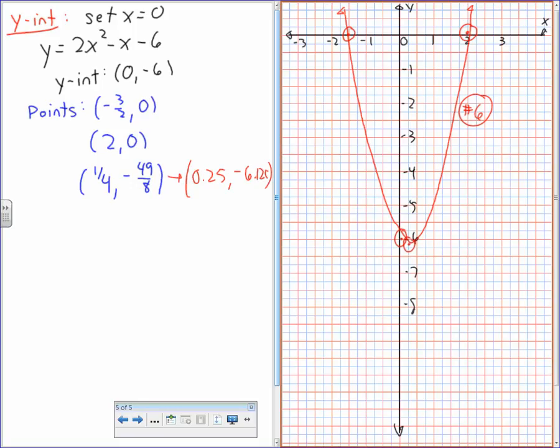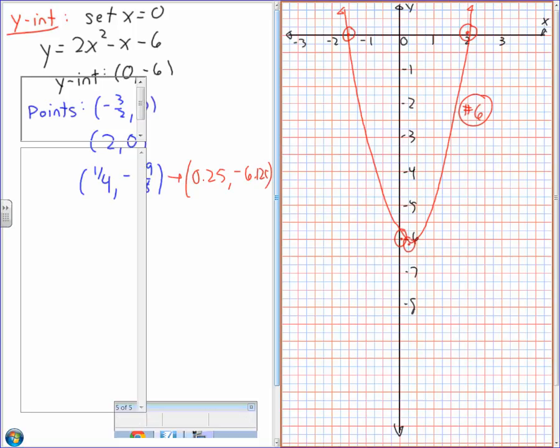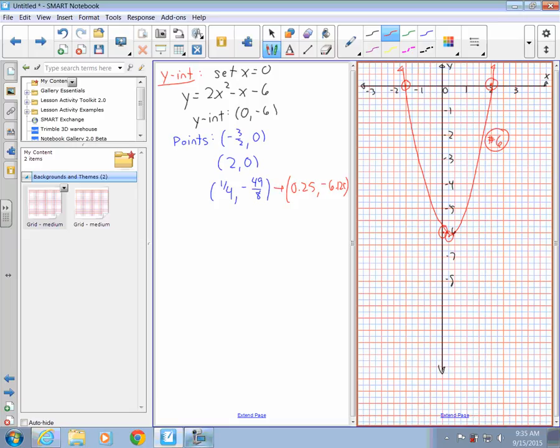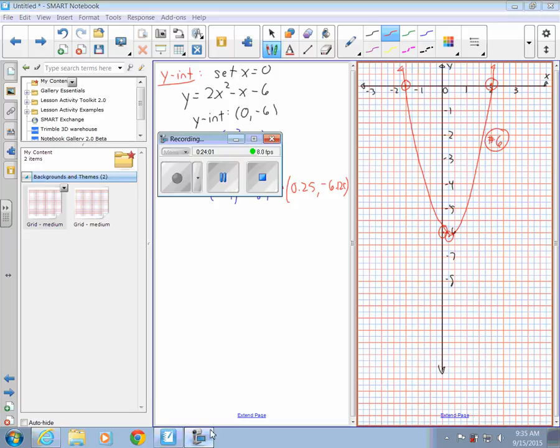I didn't get a negative for the x-intercept. What did you get for the x-intercept? I got this negative. I'll come take a look here in a second. I'm going to pause this video and I'll come back and then we'll get started here.